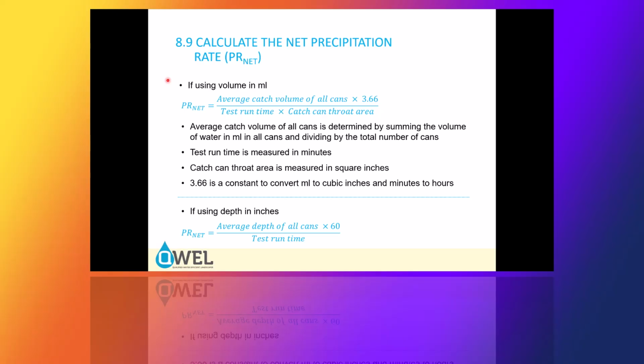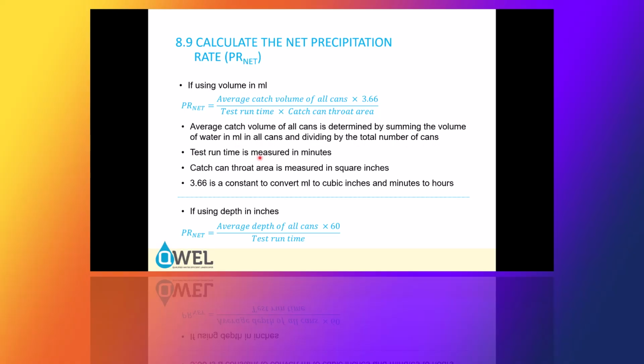The precipitation rate net formula, if you're using volume in milliliters: precipitation net is the average catch can volume of all the cans that you just calculated in the other formula, times 3.66, divided by your test run time and your catch can throat area. So the average catch can volume of all cans is determined by summing the volume of water in milliliters in all the cans and dividing by the total number of cans.